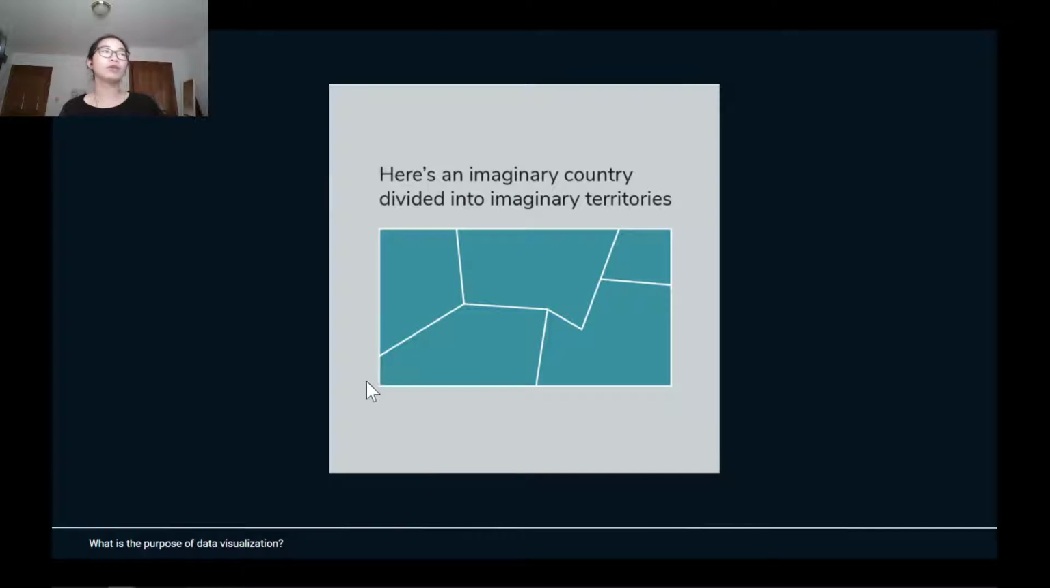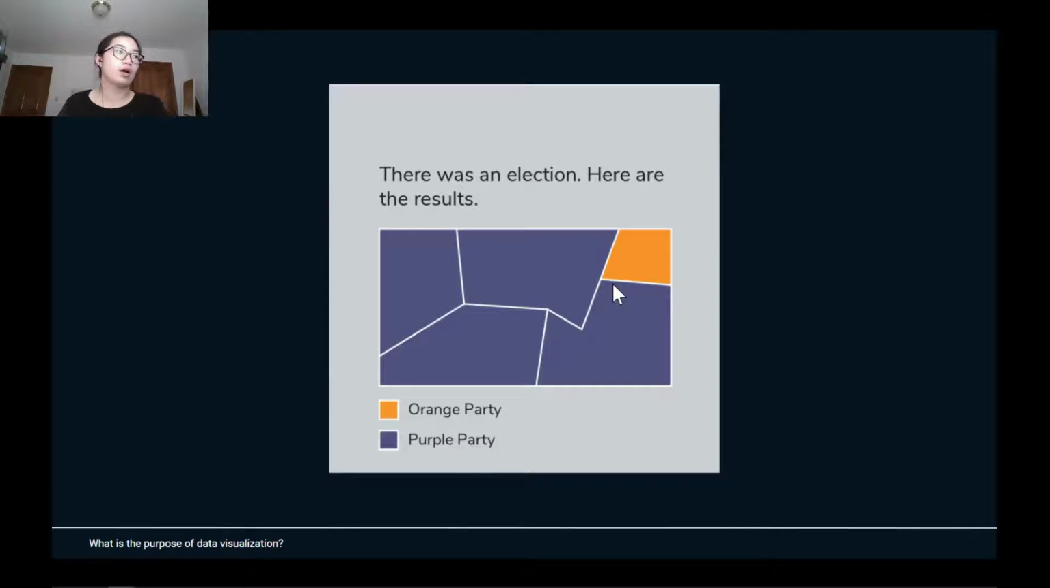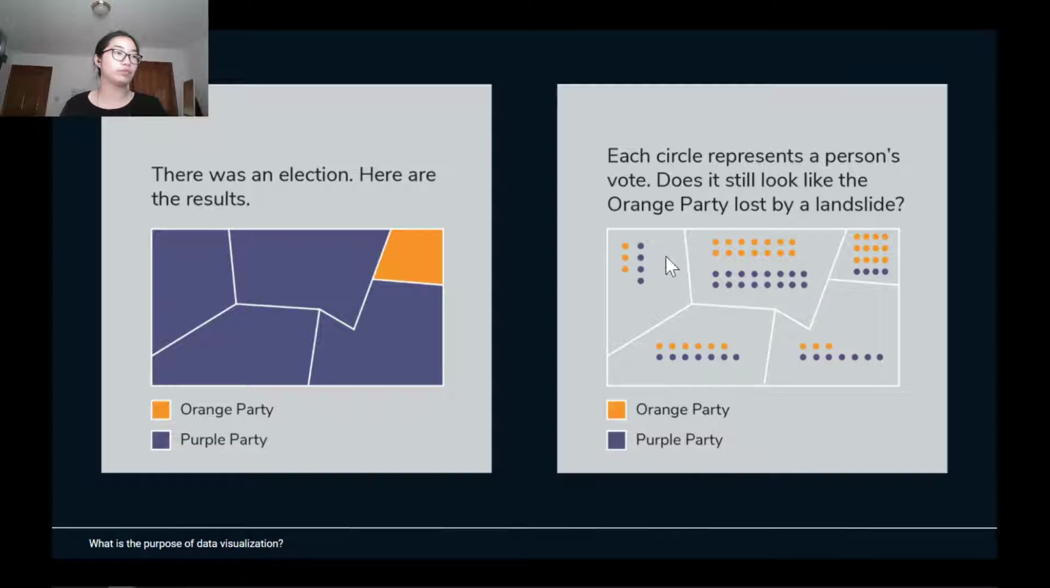Just imagine that here's an imaginary country, and it's divided in this way. There was an election, right? And it looks like Purple Party won by a landslide. Only Orange had like one county, what do I call it? Territory. One territory that was orange, right? But if you look closely, each dot represents one voter. You see that's almost half-half. So when you look at this versus this, it's completely different story, right?